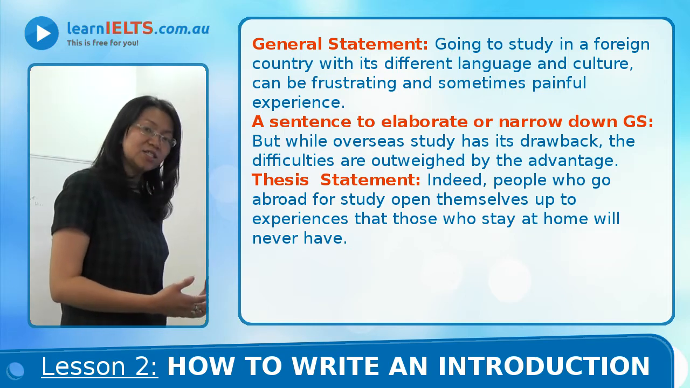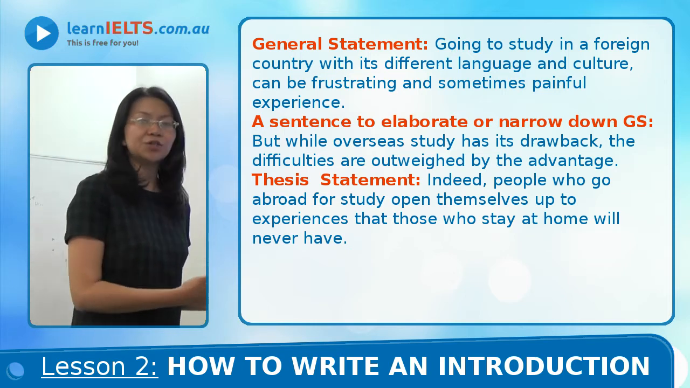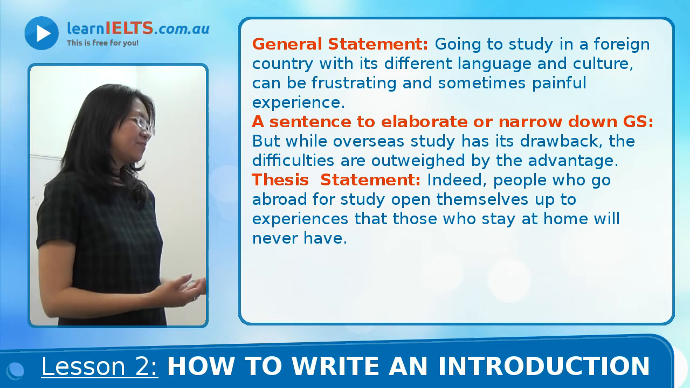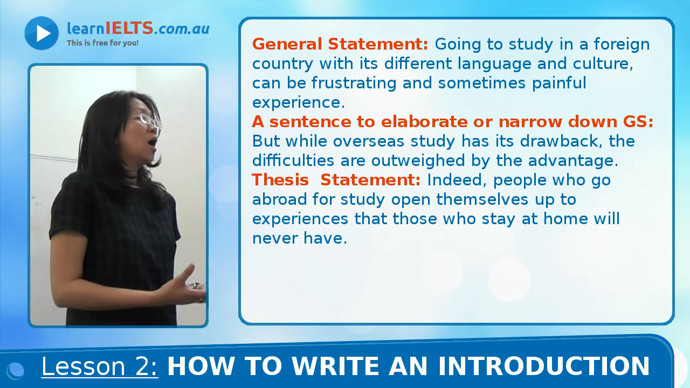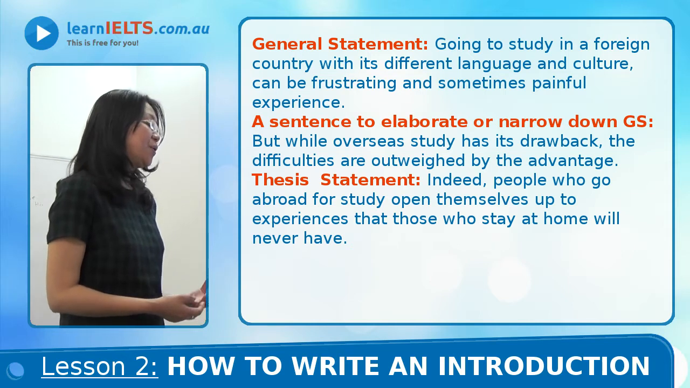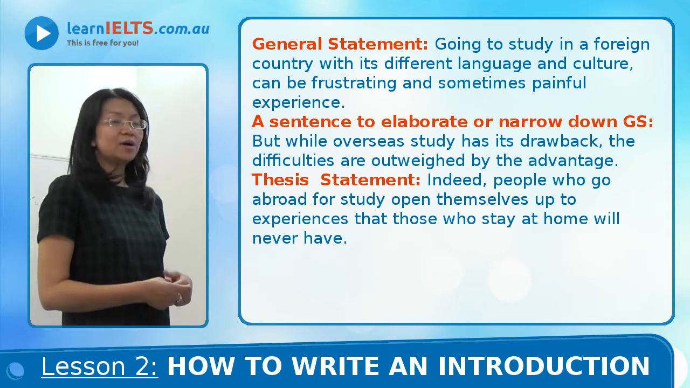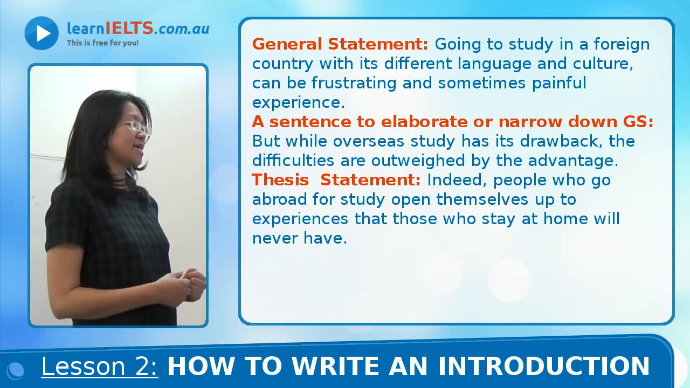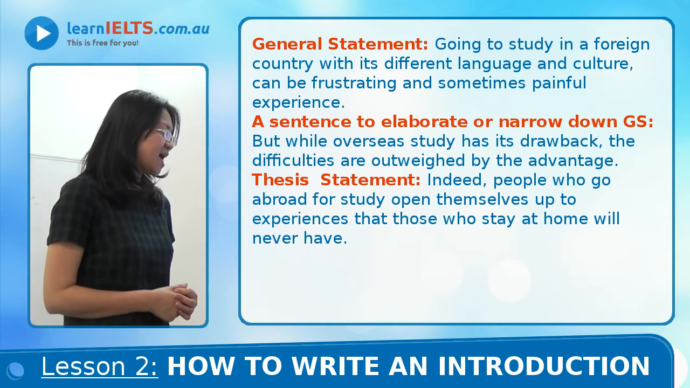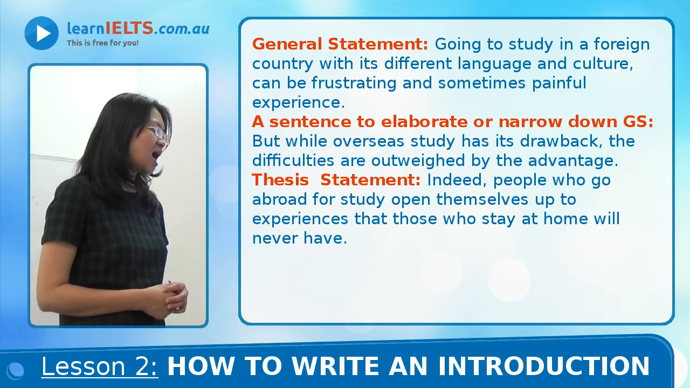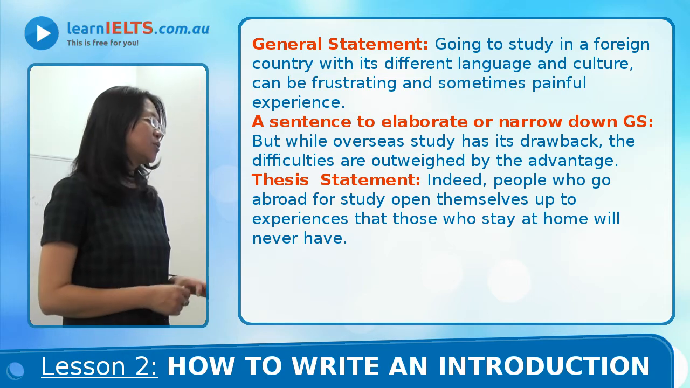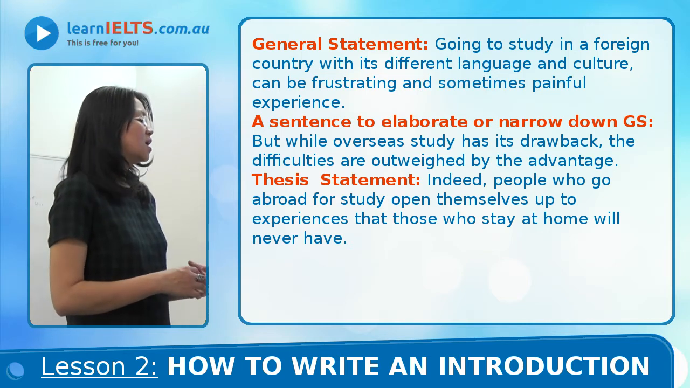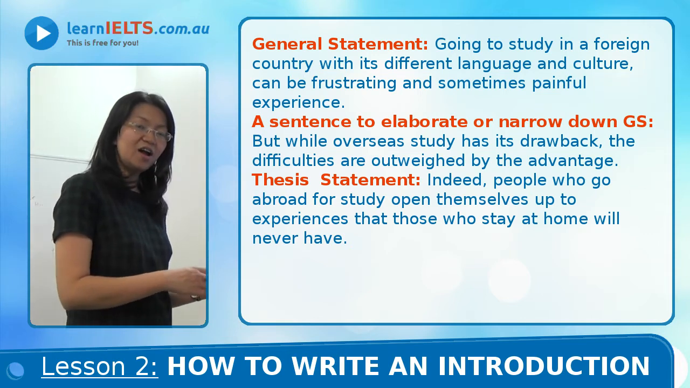So in the second sentence, you should narrow it down by referring to a certain country, a certain area of the world, or a certain group of people. Or you can say something more about going to study in a foreign country. For example, here is an example sentence to elaborate or narrow down. So what is the example? But while overseas study has its drawbacks, the difficulties are outweighed by the advantages. So you elaborate, you explain a little bit more about overseas study, because you are trying to go down that line, you want to expand something.